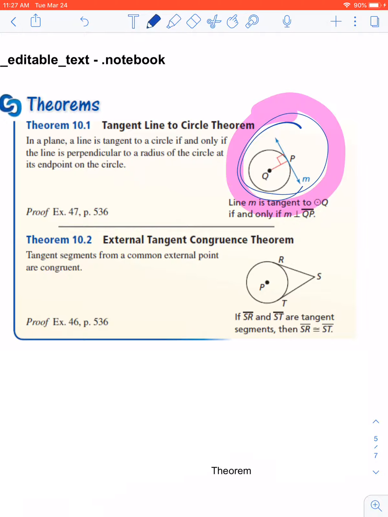And in the exterior triangles congruence theorem, tangent segments from a common external point are congruent. So it means RS and RT are congruent. Those are usually the easier problems. Theorem 10.1 problems are the ones that cause a little bit more stress, but if you can do Pythagorean theorem, you're just fine.